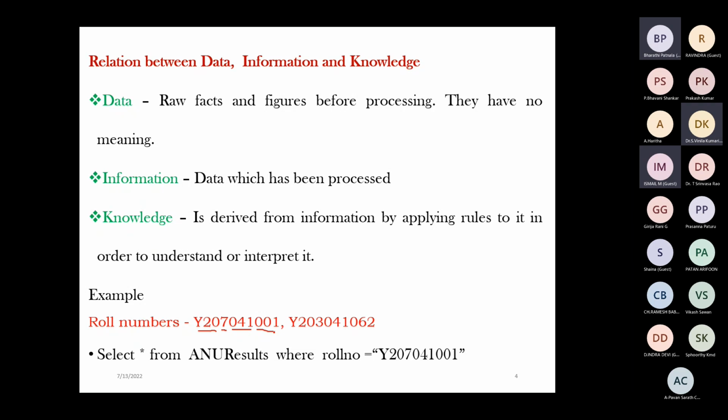Okay, like that we can apply some rules so that we can understand which group the particular student belongs to, in which college, and at what time he was admitted into that particular course. Okay, so this is nothing but the relation between data, information as well as knowledge.